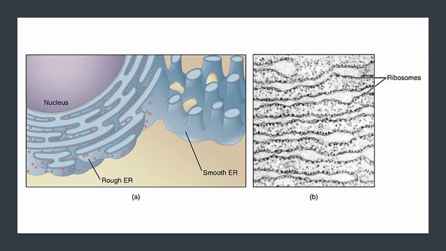So here's our image of our rough and smooth ER, and you notice that all of it is contiguous with the nuclear membrane. And the rough ER, which we also see on this image to the right, is what we call an electron micrograph. An electron microscope was used to look at the rough ER, and you can see all of those black dots are the ribosomes that are on the membrane. So the rough ER contains ribosomes.